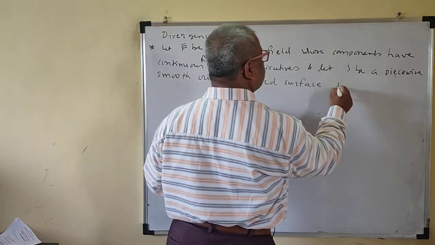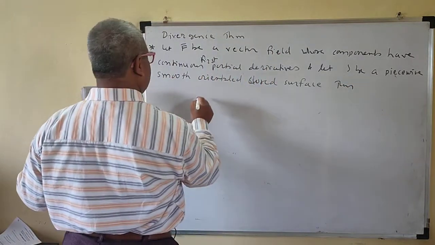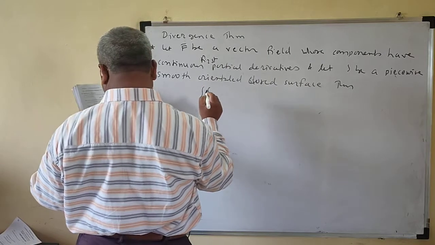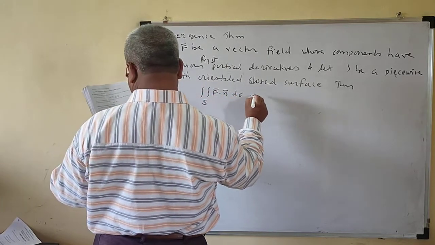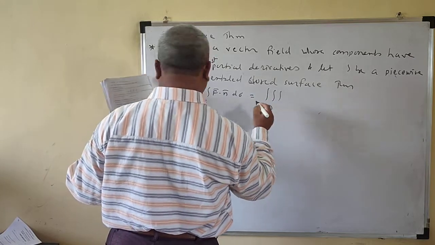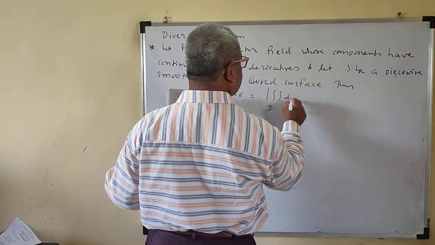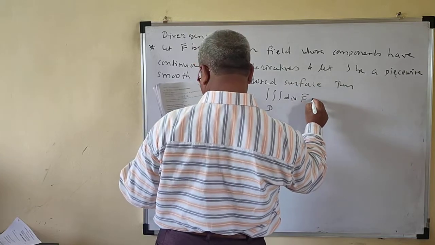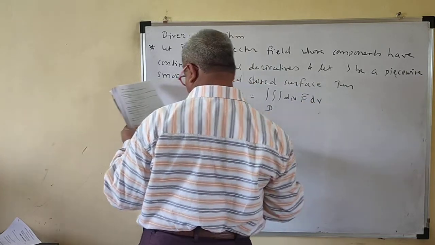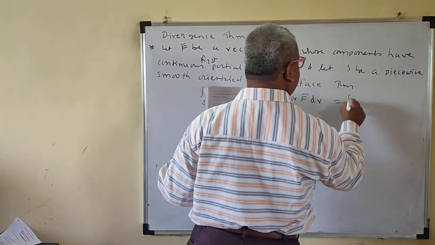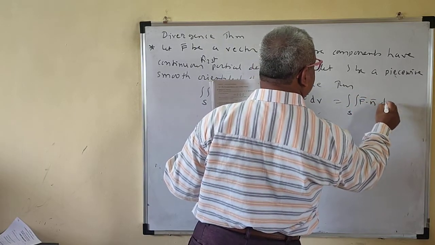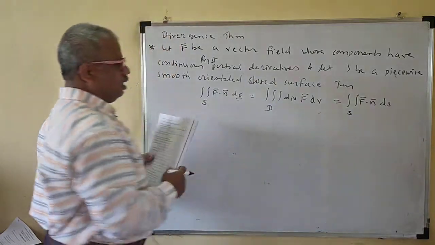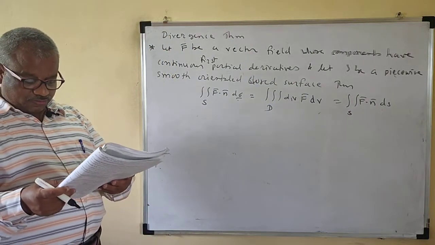Then the double integral over S of F bar dot n bar d sigma equals the triple integral over V of the divergence of F bar dV. This is also the same as the double integral over S of F bar dot n bar dS. Instead of sigma, dS will be there, no problem for this one.